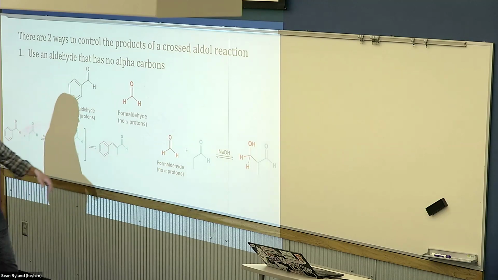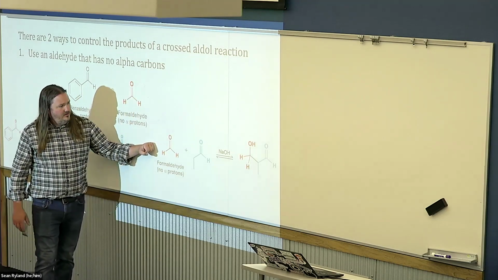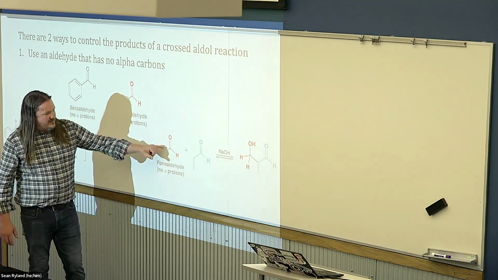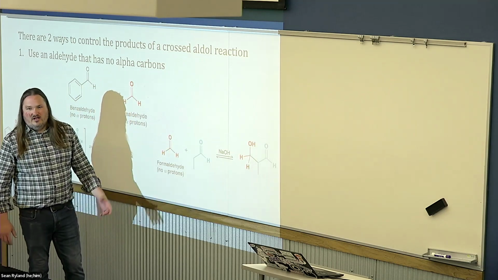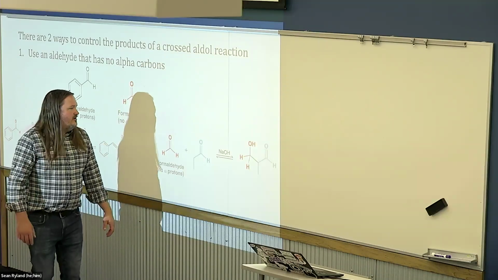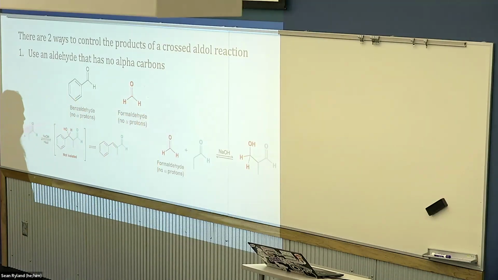If you use formaldehyde, you get something kind of similar. Formaldehyde doesn't have any alpha carbons, period, let alone an alpha carbon with hydrogen. But that still is not an ideal solution, because one, then we're limited in which aldehydes we can use. And two, we're still limited to about 50% yield in this case, right? Because what other side reaction is still happening?